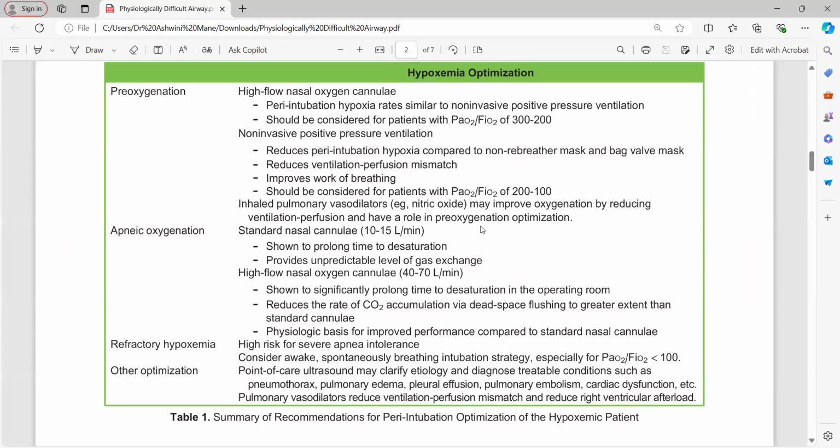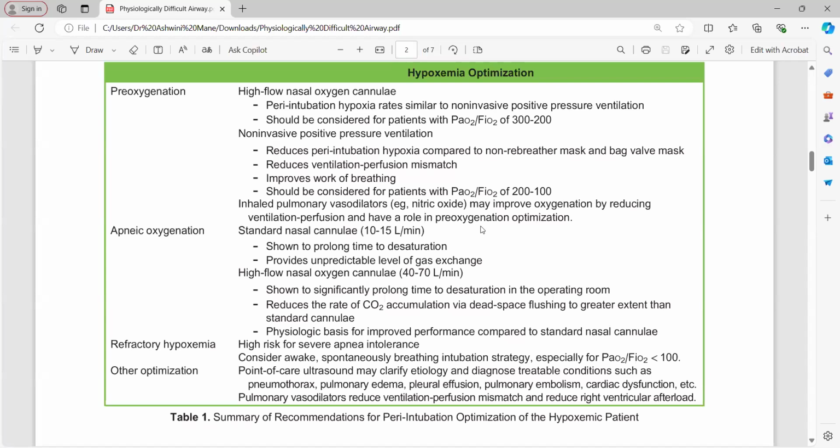So as we have already seen, the first strategy is pre-oxygenation. For pre-oxygenation, we can use high flow nasal cannula, NIV, and we can also use an inhaled pulmonary vasodilator. The choice of device should be based on the PaO2 to FiO2 ratio. If the PaO2 to FiO2 ratio is between 300 and 200, then we can go for high flow nasal cannula. And if the PaO2 to FiO2 ratio is between 200 and 100, then we can use NIV.